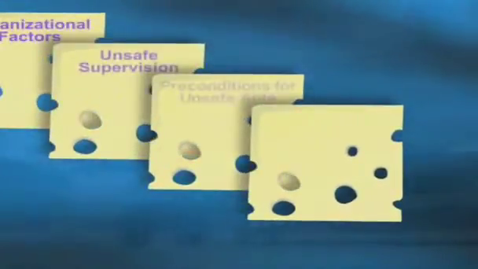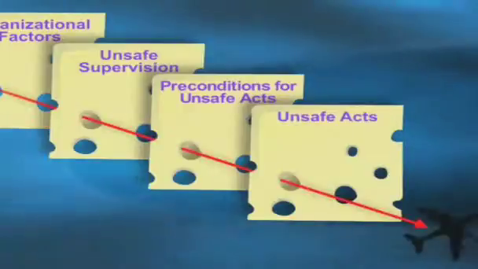While hopefully there are several safeguards in place to protect situations from occurring, like Swiss cheese, there are holes in even the best laid plans. However, if the holes become aligned, indicating a breakdown in safeguards, an accident is likely to result.